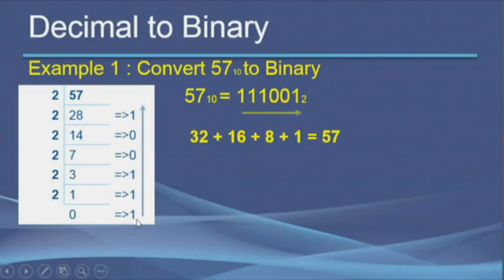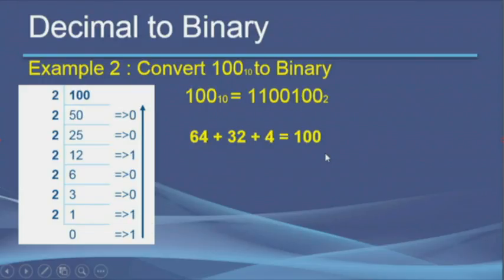Then what we have to do is take this remainder from bottom to top and write it down left to right: 1 1 1 0 0 1. So you can double check your answer with position values. You can see this one for 1, 2, 4, we do not consider 2 or 4 because the binary value is 0. Then the 8, 16 and 32, which means 32 plus 16 plus 8 plus 1 equals 57.